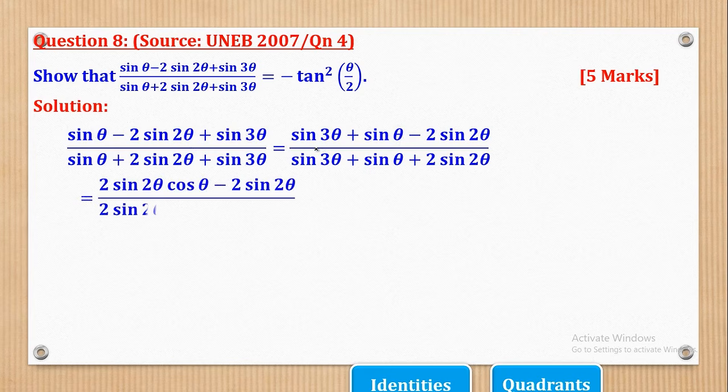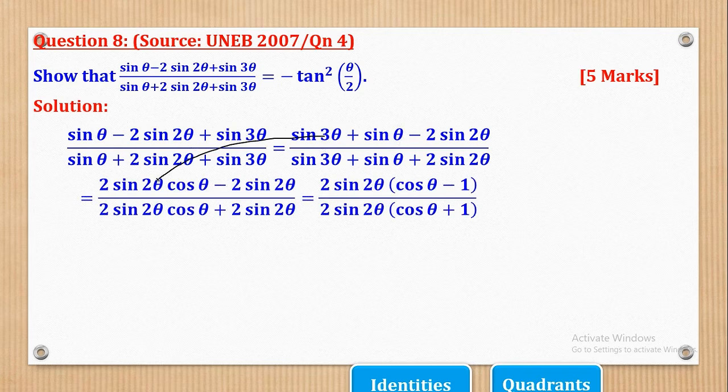So factor formula, this one gives me 2 sine 2 theta cos theta, and this one remains 2 sine 2 theta. Then for the denominator, this one gives me 2 sine 2 theta cos theta, and this one remains 2 sine 2 theta. Then 2 sine 2 theta is common, so I'll factorize it out, remain with this and that.